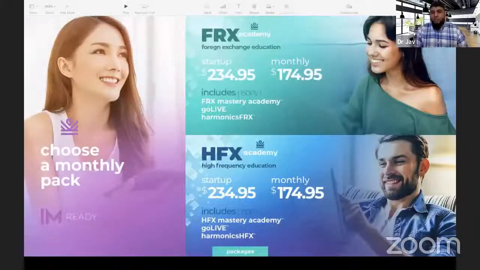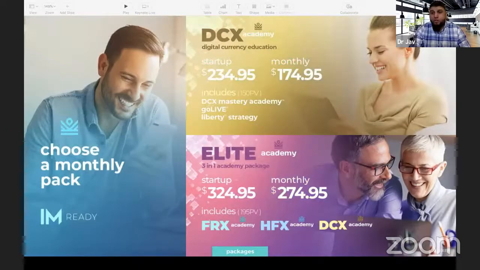Now, to get started, we have several packages. We have the Frx Academy, which is our basic package, and the startup for that is $235. There's a monthly fee as well, which the organization will actually waive for you if you hit certain targets. I'll talk about that shortly. We have the Hfx Academy, which is effectively binary options, and to start trading binary options is again $235. The same is the case for the DCX Academy, which is our digital currency suite, which allows you and teaches you how to trade, for example, Bitcoin.